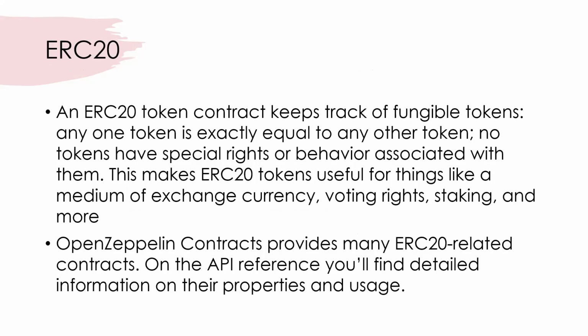ERC20. An ERC20 token contract keeps track of fungible tokens. Any one token is exactly equal to another token, like a voting right, for example, and no tokens have special rights or behavior associated with them. This makes ERC20 tokens useful for things like medium of exchange currency, voting rights, staking, and more. OpenZeppelin contracts provides many ERC20 related libraries and smart contracts. On the website, you'll see more API reference for such smart contracts.